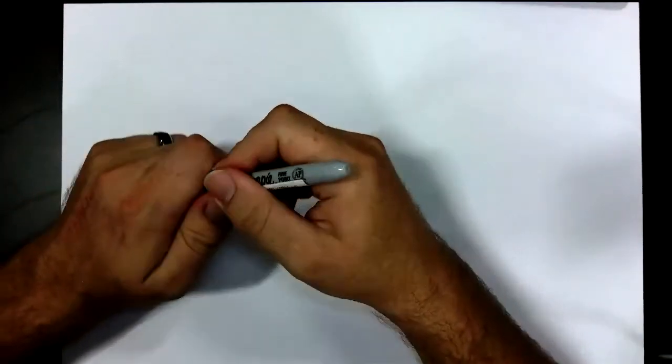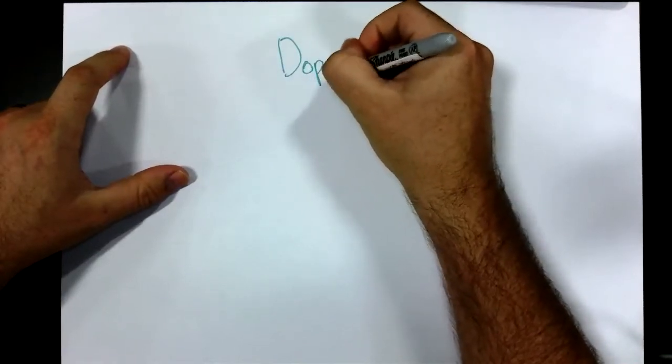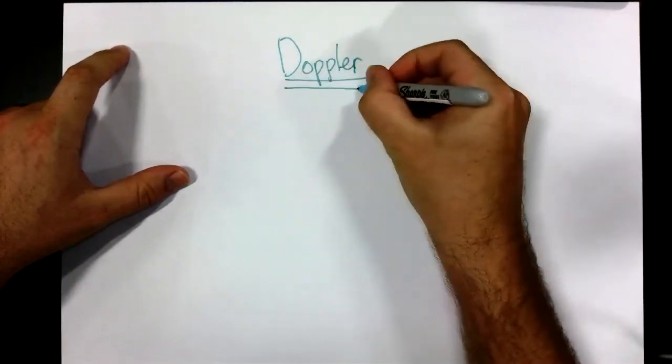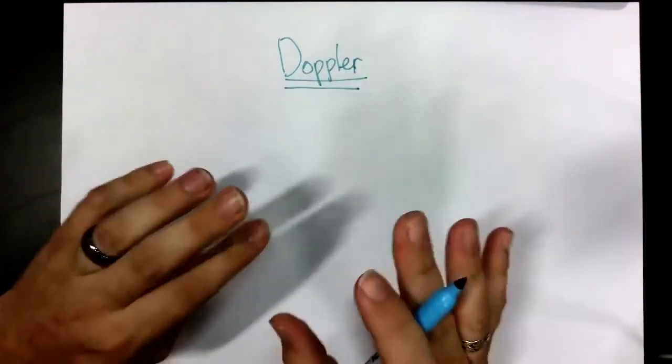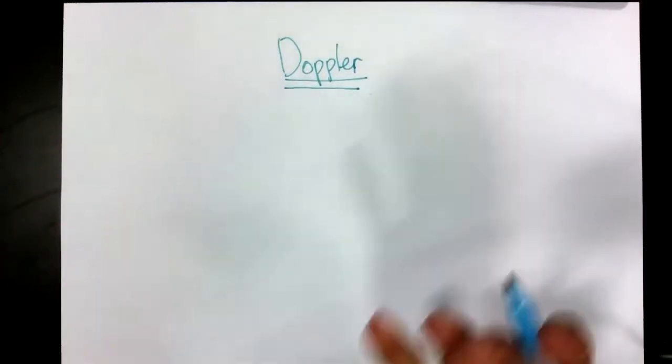All right, in this video, we're going to talk about Doppler. We're going to talk about the Doppler effect. And hopefully we're going to come across the equations that allow you to work out how the frequency changes of something when it's either moving away from you or moving towards you.